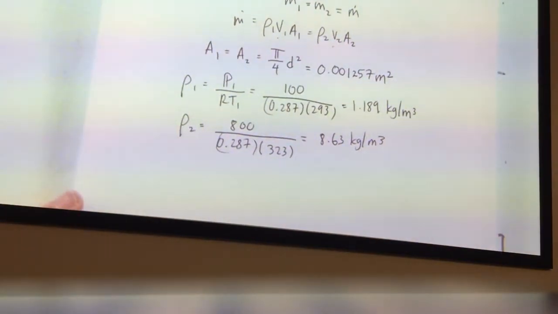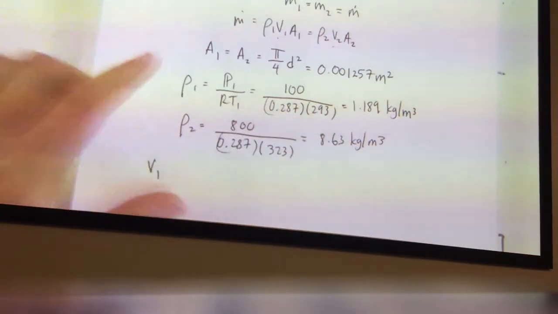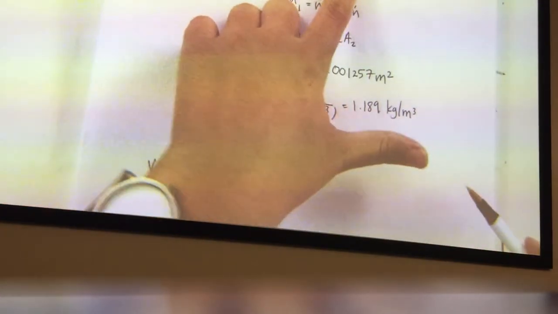Now let's do the velocities. So for velocity one, and why am I solving for everything? Because we might need that later on to find the work, even though the problem only asks for velocity two.